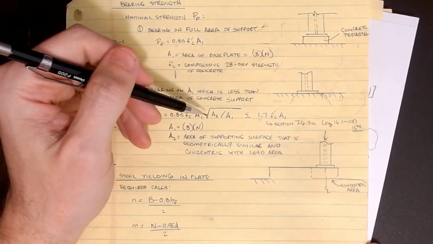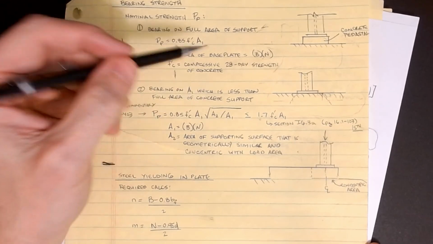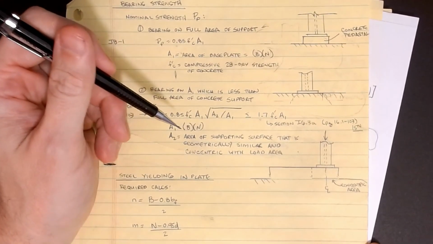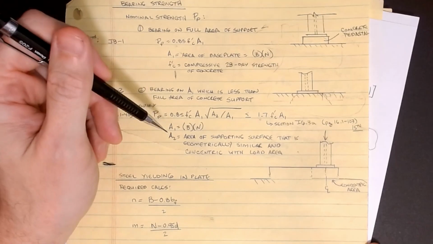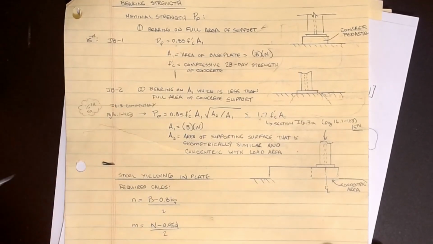That's kind of your optimal limit for what's happening here as you're looking at. But usually you don't have a lot of control if this thing lands where it lands, but that's how we start to calculate. A1 is still B times N, A2 is the area again of that concentric load that we have here.